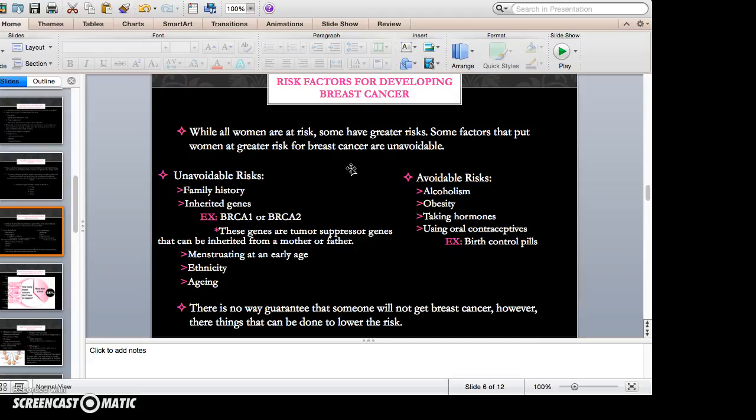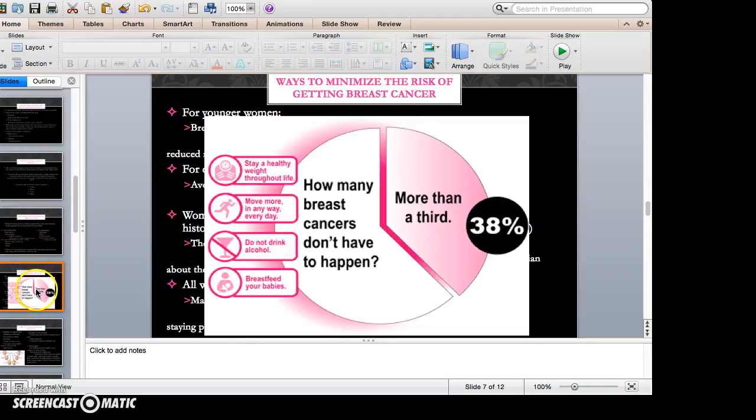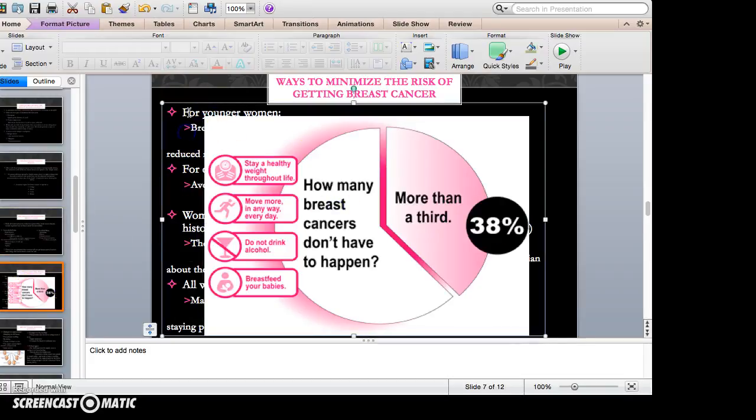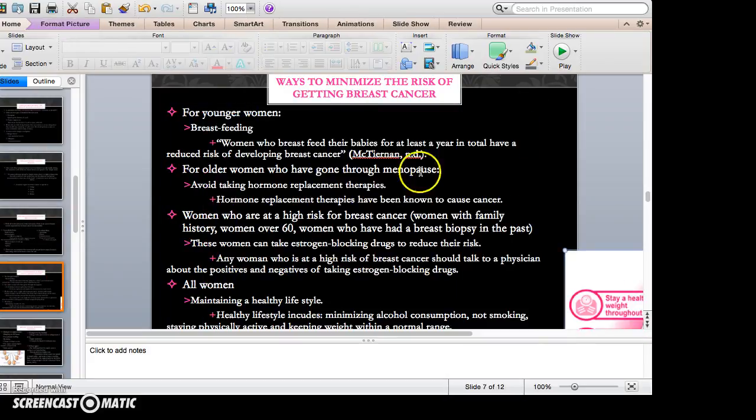There isn't any way to guarantee that someone will not get breast cancer. However, things can be done to lower the risk of breast cancer. One way to minimize the risk for younger women is breastfeeding. According to McTiernan, women who breastfeed their babies for at least a year in total have a reduced risk of developing breast cancer. For older women who have gone through menopause, avoid taking hormone replacement therapies. Hormone replacement therapies have been known to cause cancer.